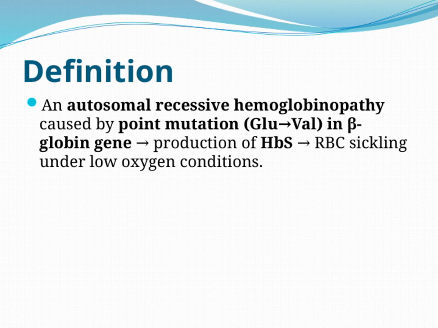The key mutation here is a point mutation in the beta-globin gene, where a glutamic acid, or GLU, is replaced by a valine, or VAL. This small change has a big impact because it leads to the production of hemoglobin S, or HbS. Now, under low oxygen conditions, this abnormal hemoglobin causes red blood cells to sickle or deform. These sickled cells can block blood flow and cause various complications. Understanding this mutation and how it affects red blood cell shape is crucial in grasping the pathology of sickle cell disease.